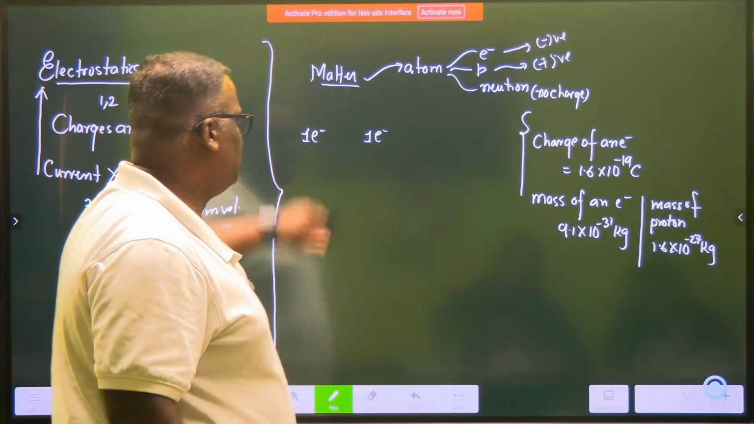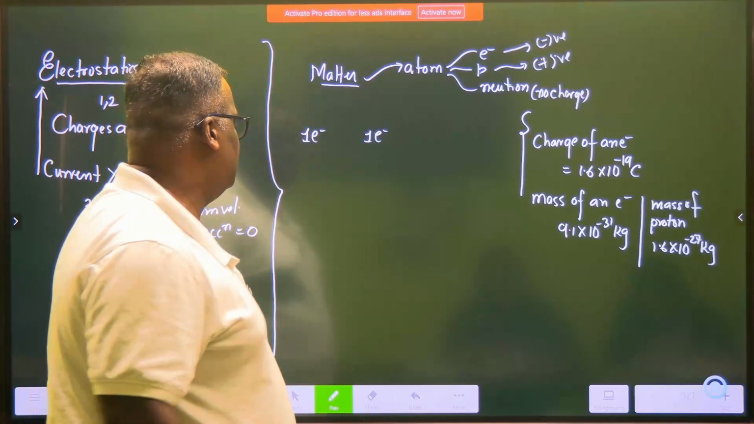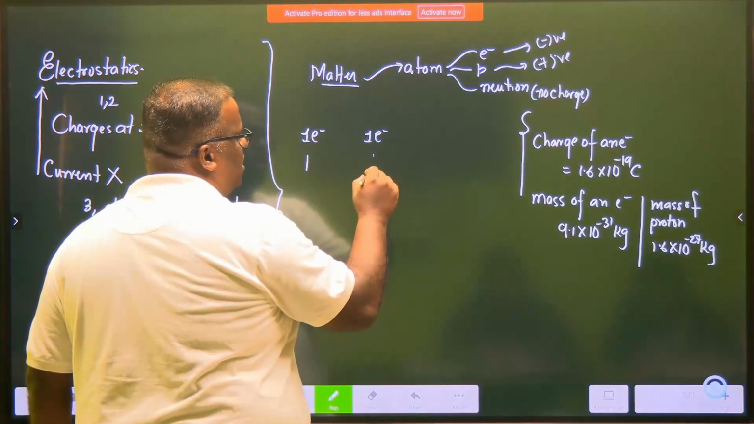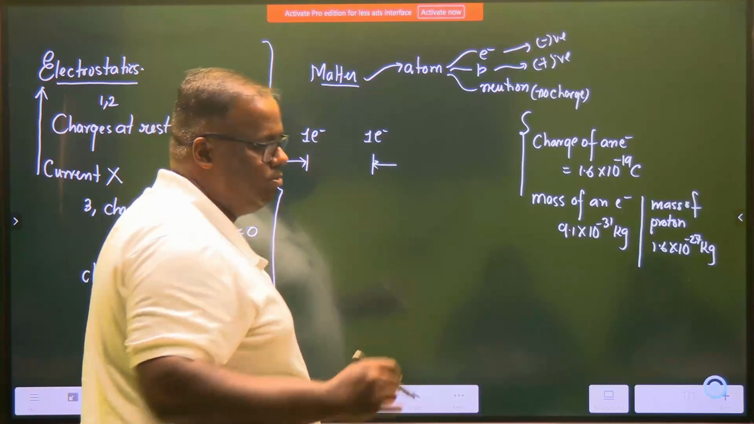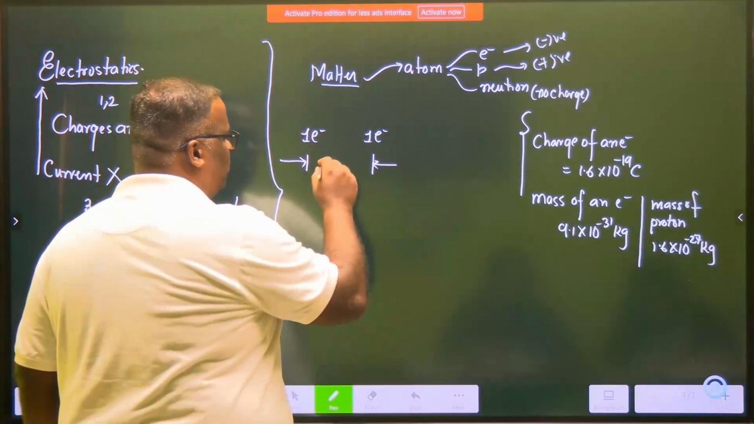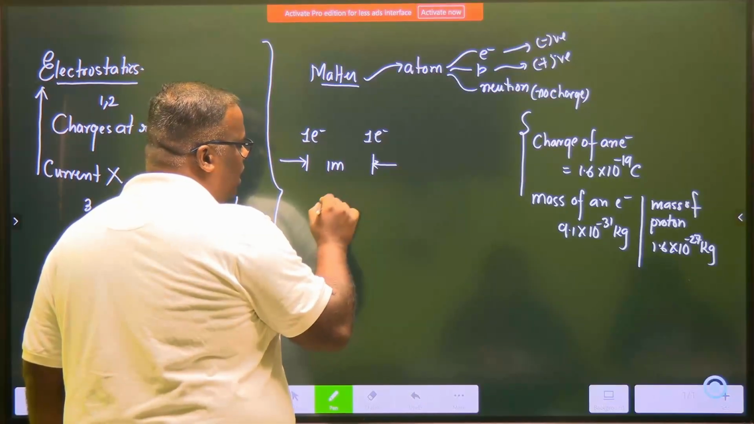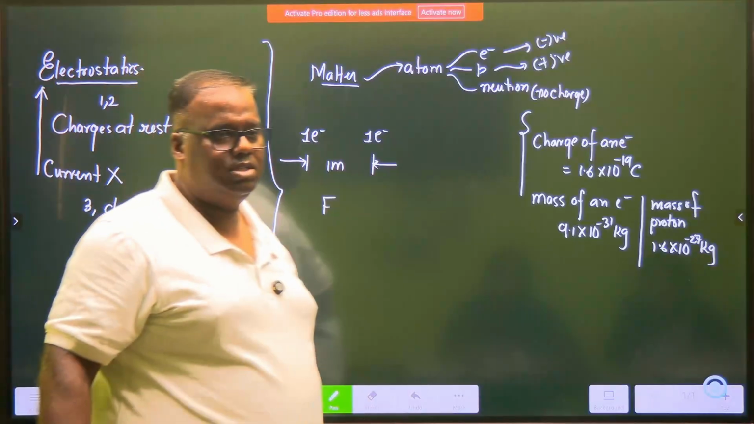Now, let's see some hypothetical studies. If you take an electron and place another at some spacing from it, let's say 1 centimeter or 1 meter, roughly, then by my knowledge of grade 9, I know that this electron has a mass.